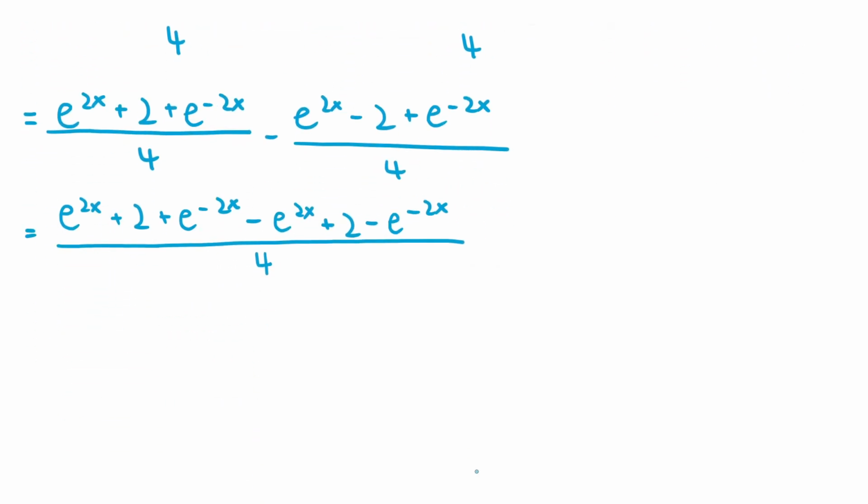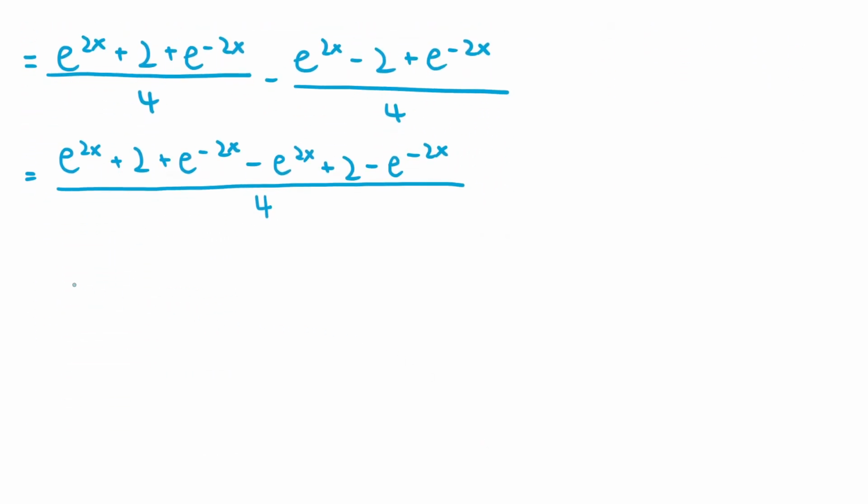So we can cancel out some terms and rewrite the entire expression as 2 plus 2 all over 4, since e to the 2x cancels out with the minus e to the 2x, and the e to the negative 2x also cancels out with the negative e to the negative 2x.